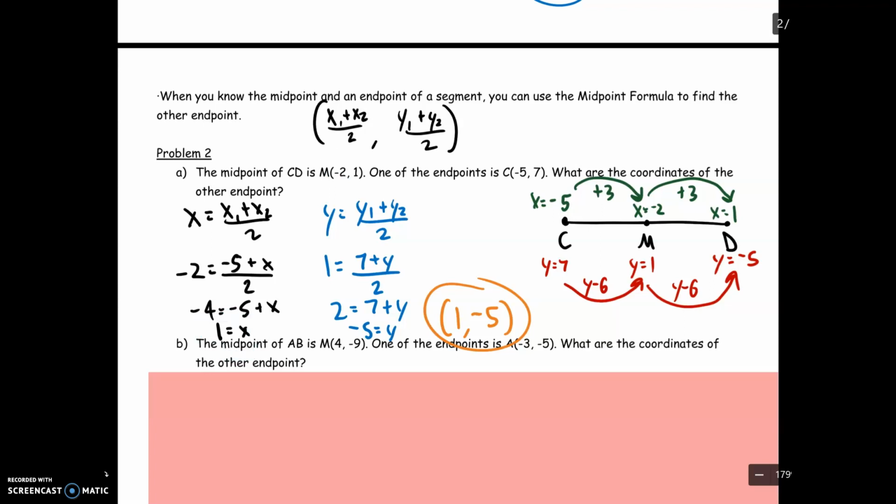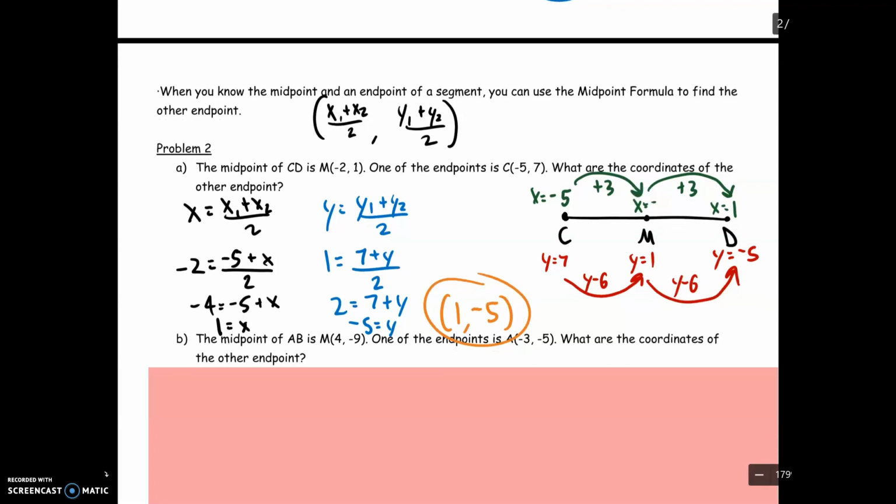Or I do see a lot of people that prefer this method. If I know that -5 is an endpoint and I know I have to get to -2 to get halfway, I can repeat that process and add 3 again, and that's going to get me to the other side, the other endpoint. That works with the x's, and it also works with the y's. So again, it's really your choice on what you understand a little bit more in terms of finding the other side. As long as we start with one endpoint given, that should be enough to find the other endpoint.